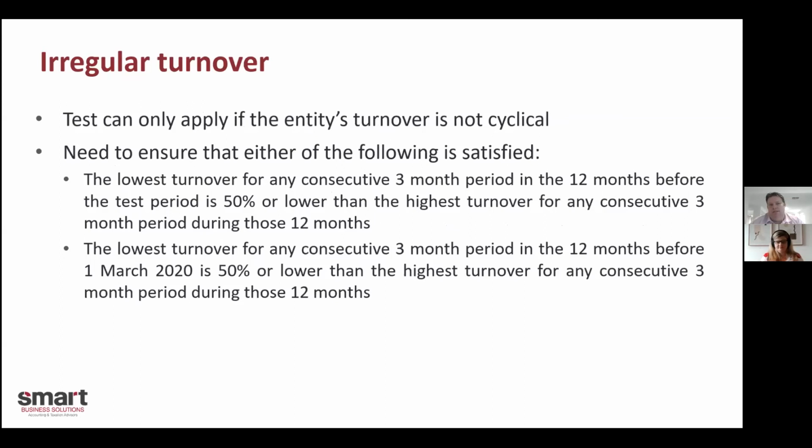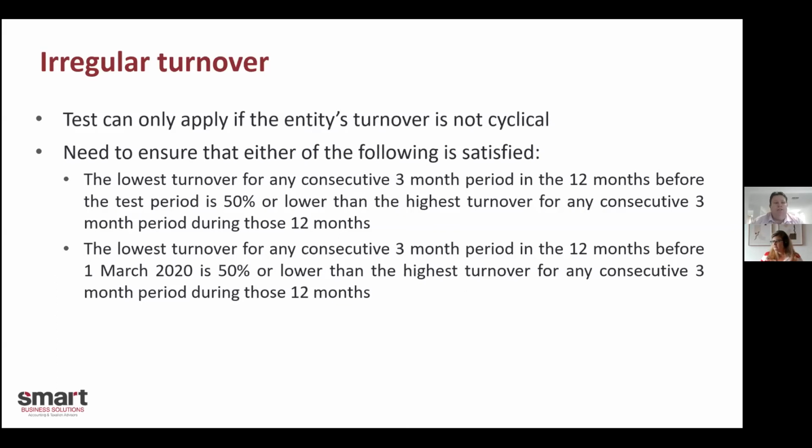This is a test for people who genuinely have irregular turnover, so they're not sure from one month to the next, or one quarter to the next, how much turnover they're going to have, and therefore the comparison period might not necessarily be relevant for them, and we need to essentially smooth out the revenue over the 12 months to get a more true sense.